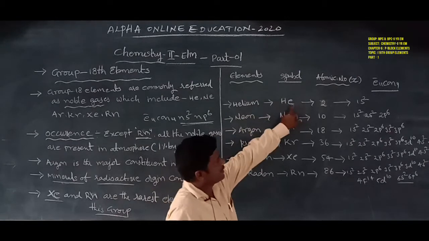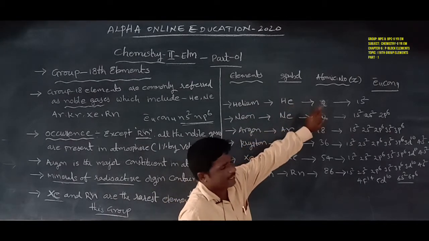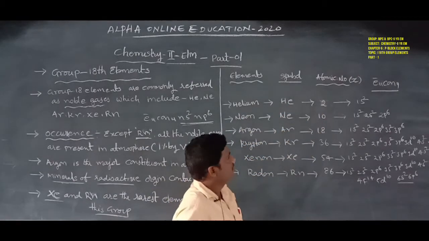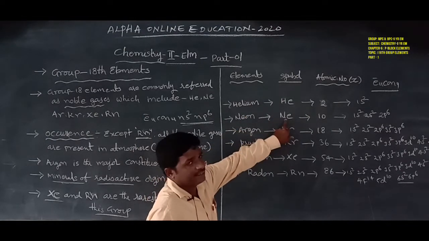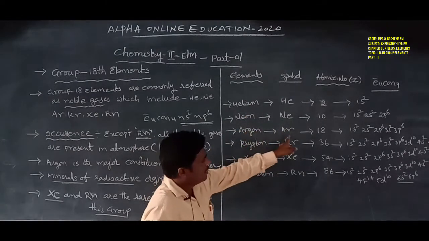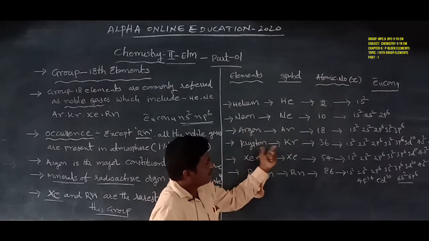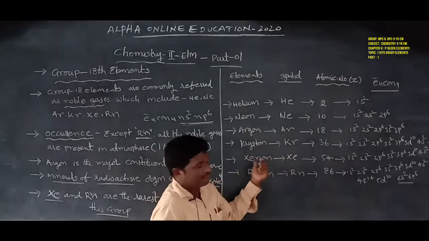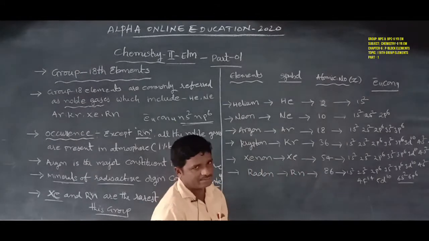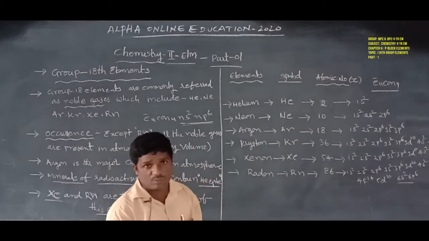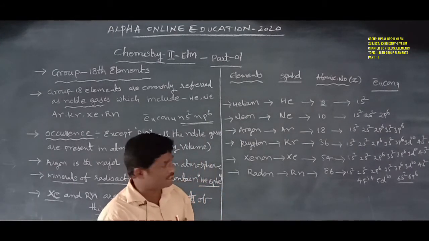Helium symbol is He, atomic number 2, electron configuration 1s2. Next, neon. Neon symbol is Ne. Next one, argon symbol is Ar. Krypton symbol is Kr. Next one, xenon symbol is Xe and radon symbol is Rn. Those are the elements of the zero group.